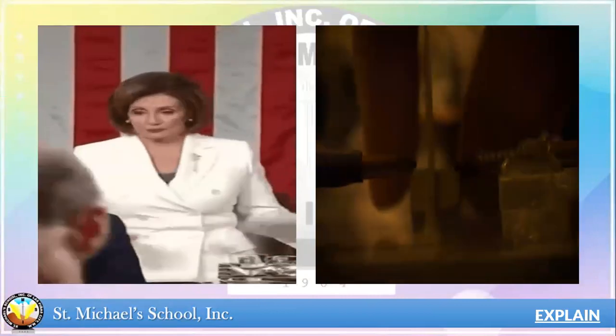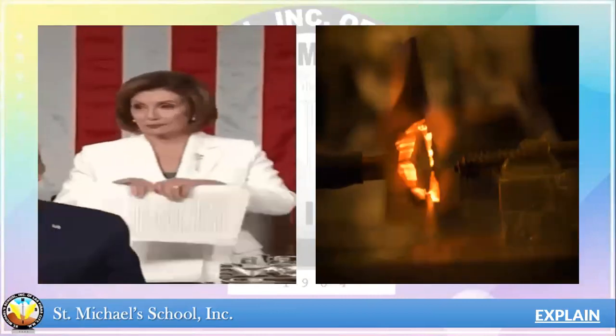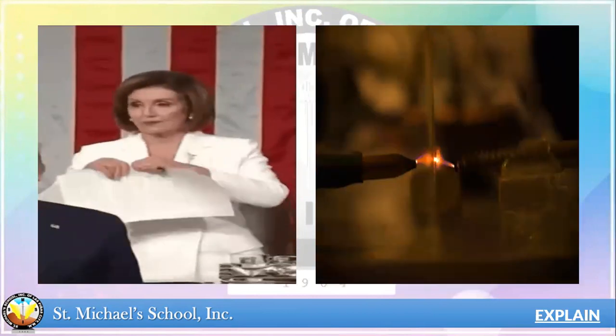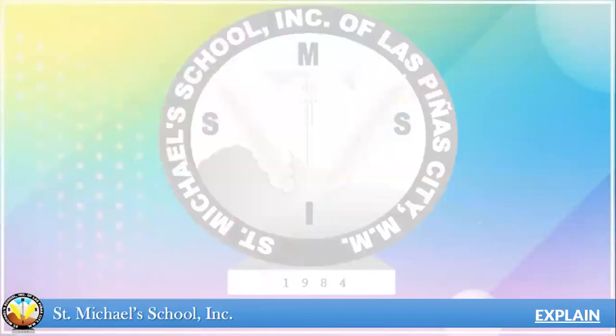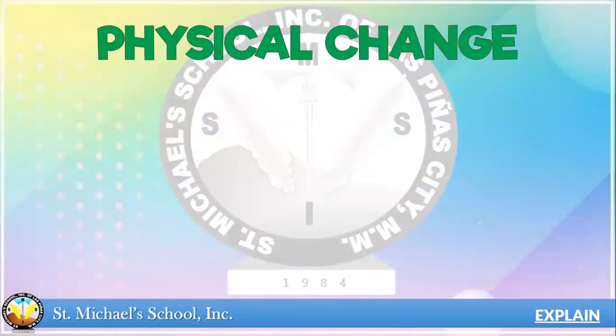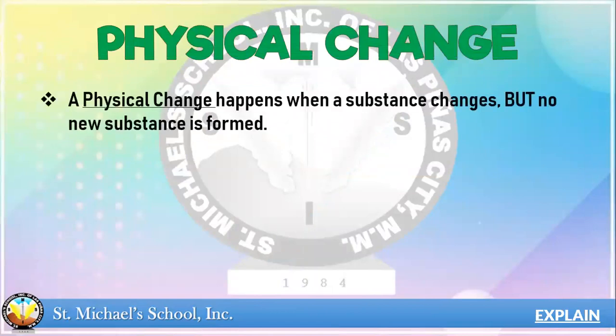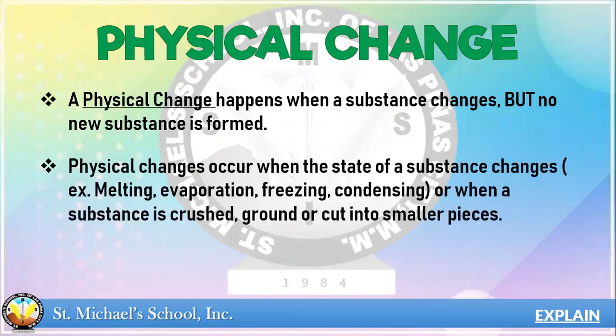Okay, can you tell me what you think is the difference between these two? So when we say physical change, it happens when a substance changes, but no new substance is formed. Physical changes happen when the state of a substance changes.